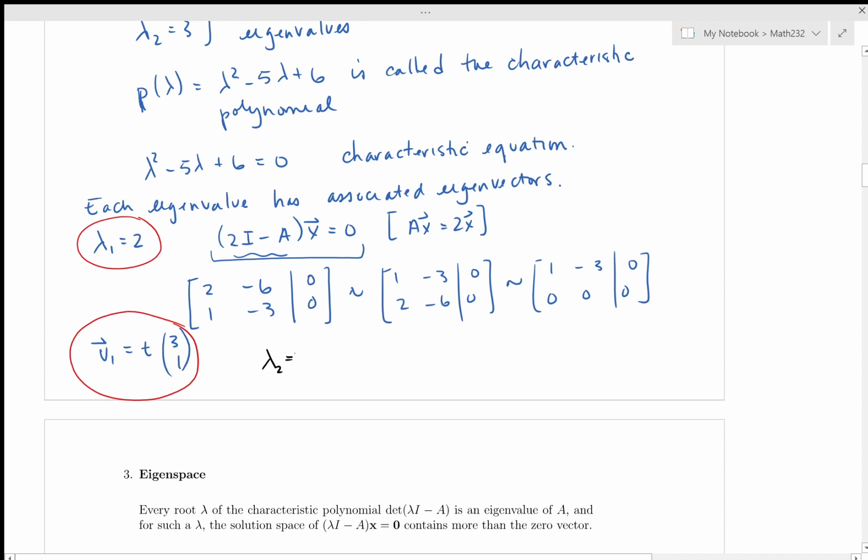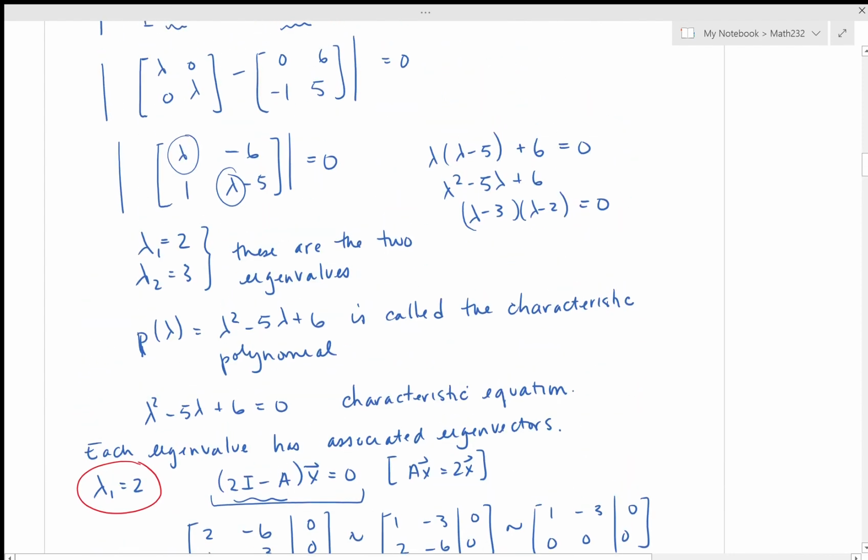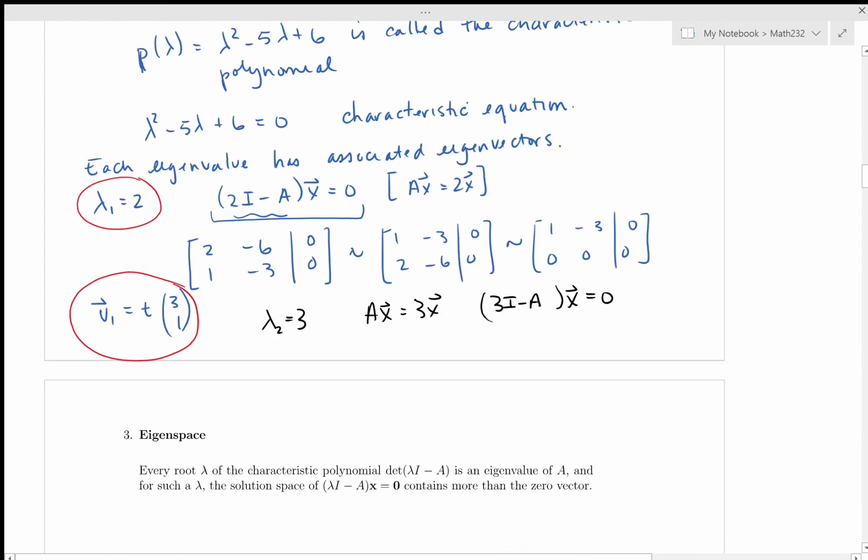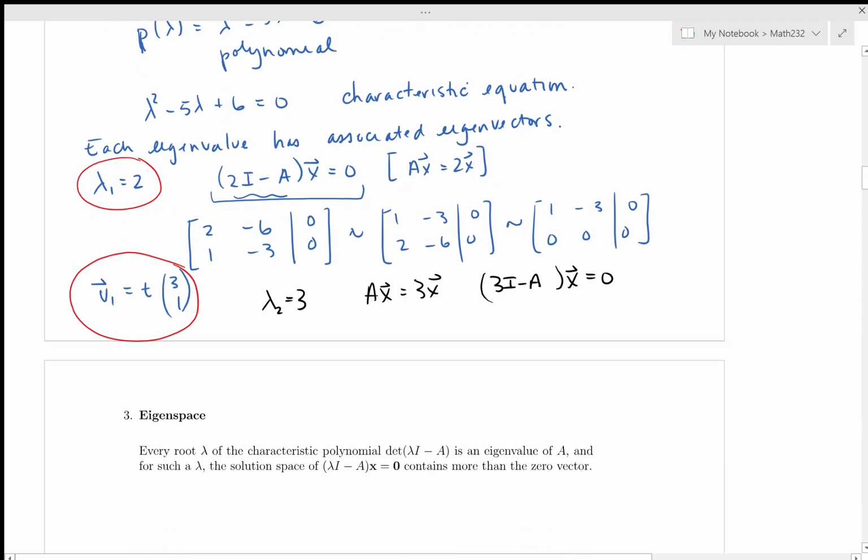I'm going to do exactly the same thing now for lambda equals 3. So I'm going to take the second eigenvalue, that is 3, and now I'm solving the equation Ax equals 3x, and that is equivalent to solving the system 3I minus A multiplied by x equals 0. So now I'm taking a look at the same thing here, and I'm putting in 3 here and here. So I found those two values. Okay, so I go ahead and do that. I get this system here.